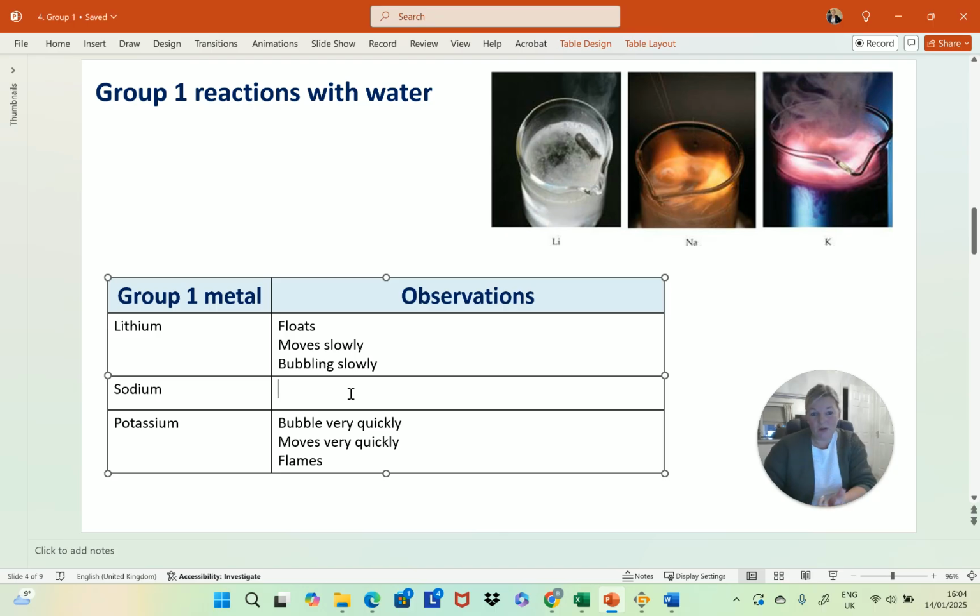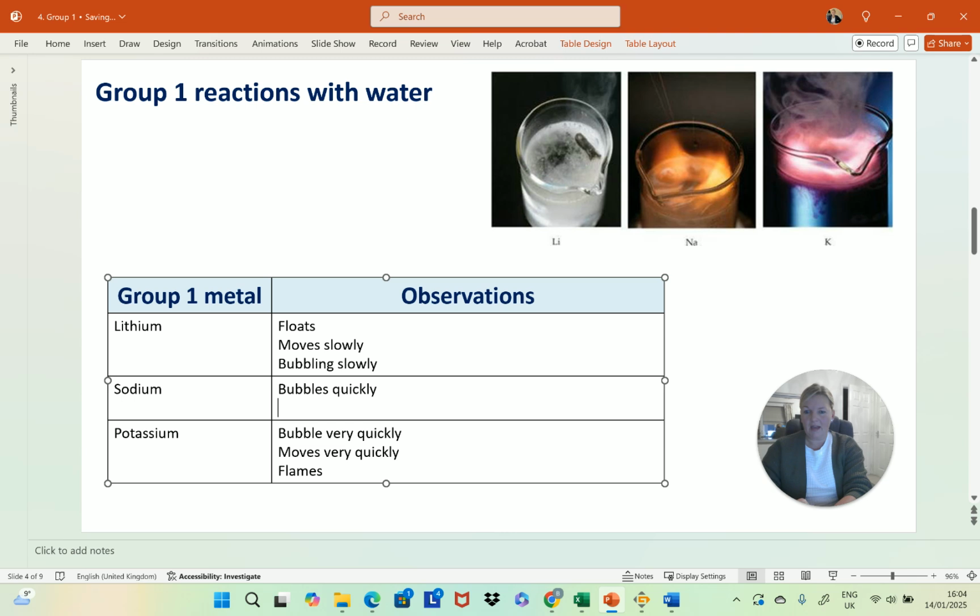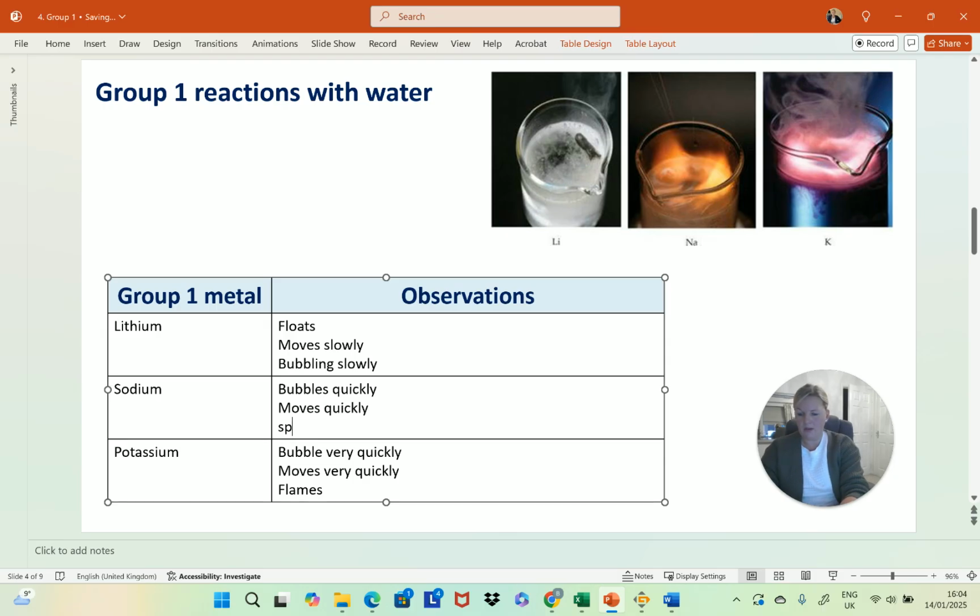So this is a bit of a bonus. This is what a typical exam question could look like, something like this, and you need to fill in those middle parts. So we're just going to go somewhere in between. Okay, so if we've got that lithium is bubbling slowly and potassium is bubbling very quickly, then we'll go for the sodium bubbles quickly. And what else we've got? We've got moves slowly and moves very quickly. So we'll say moves quickly. And we also saw on that we got some sparks.